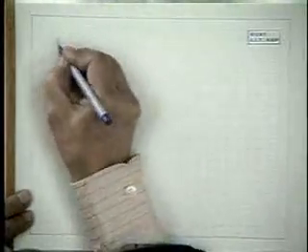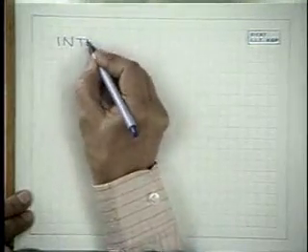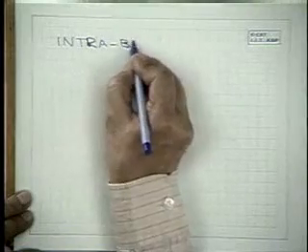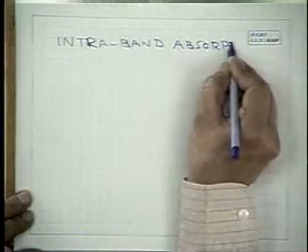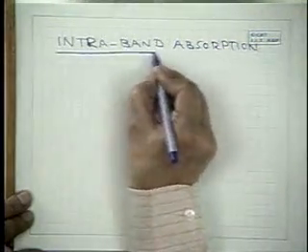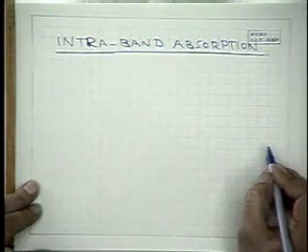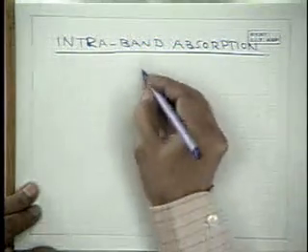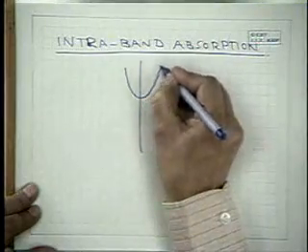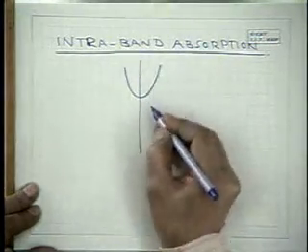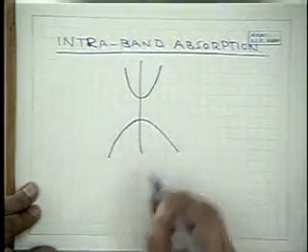Now, let us come to very briefly a few other types of optical absorption processes. Intra-band absorption, that means within a particular band, occurs very often among the valence bands of a semiconductor.